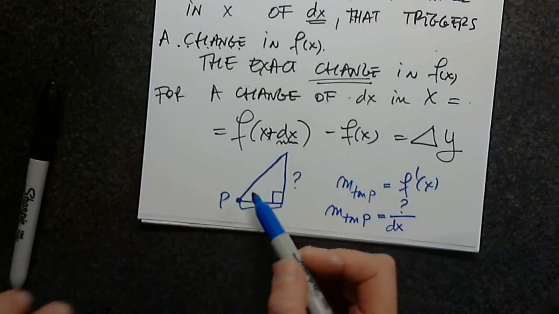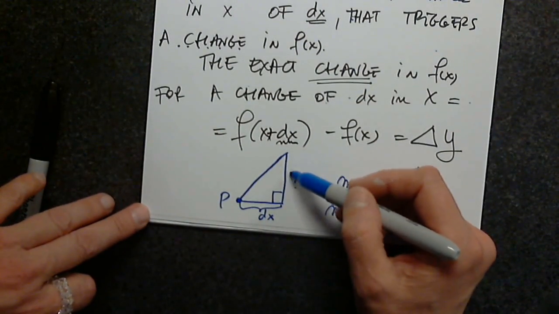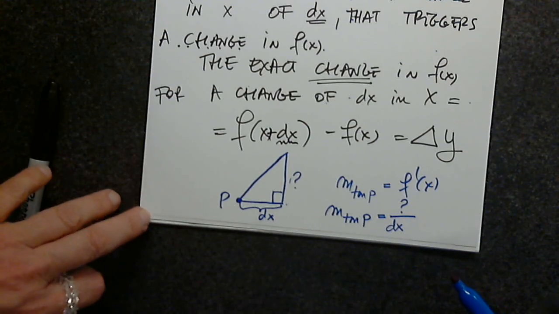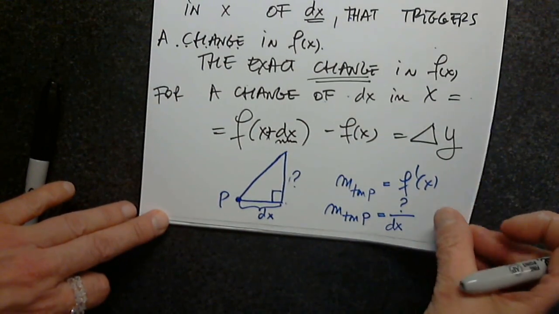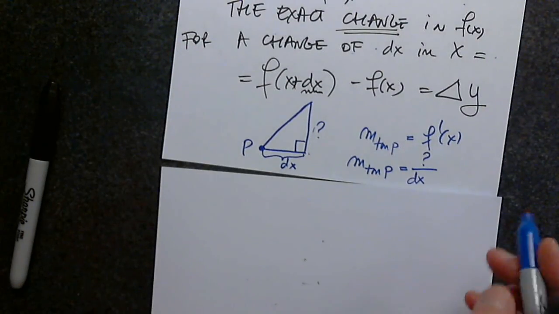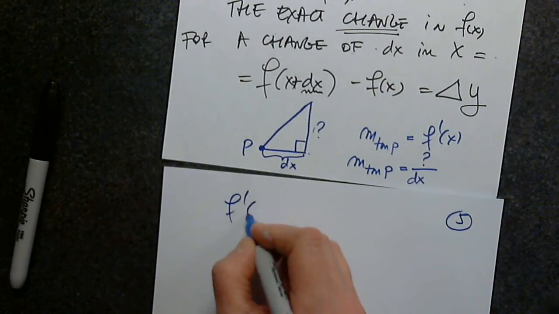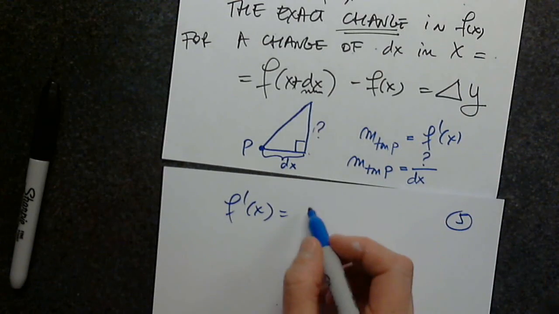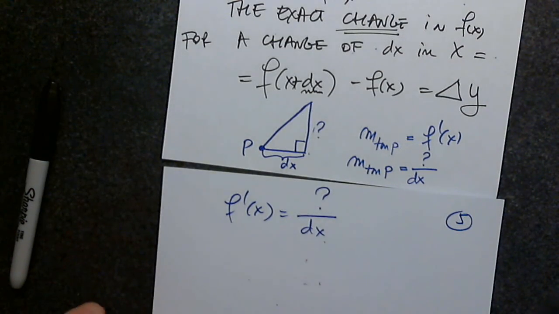obviously, the slope of this line must be rise over run. But these two must be the same. There is only one slope for this line. So f prime of x, this, must equal this. What is the only thing that fits in here? Because we've been using this notation for a long time.